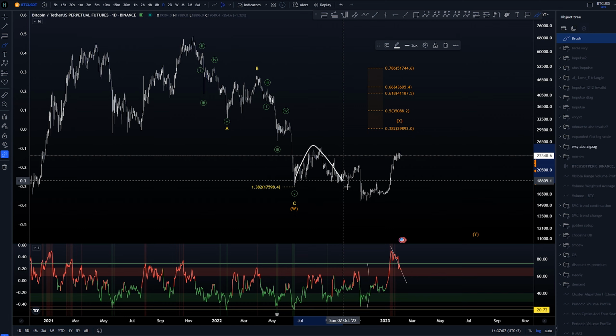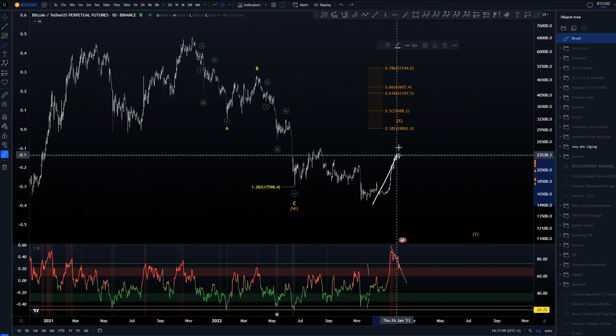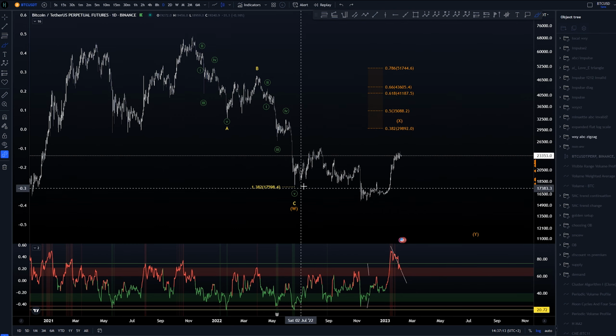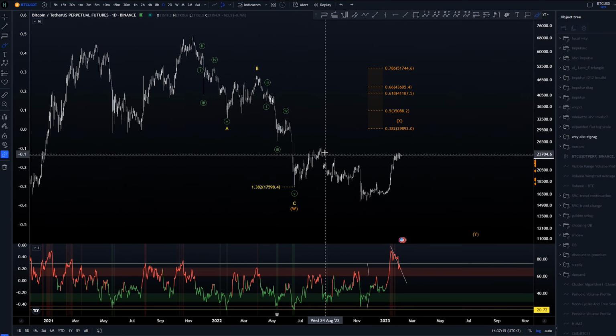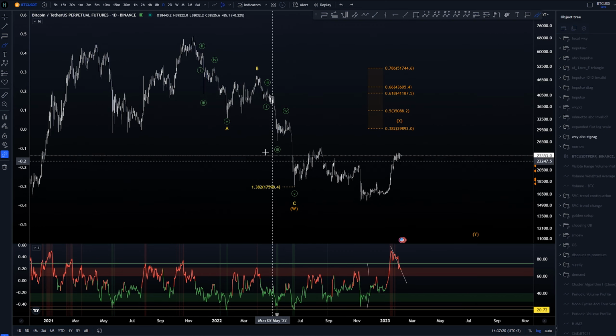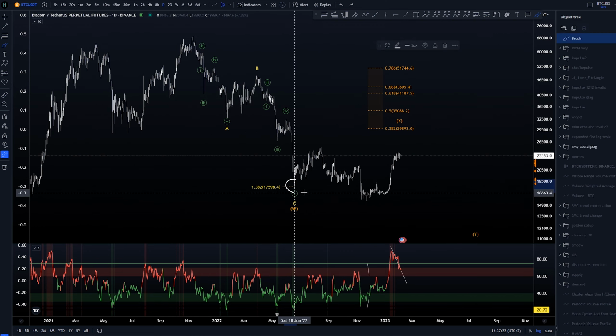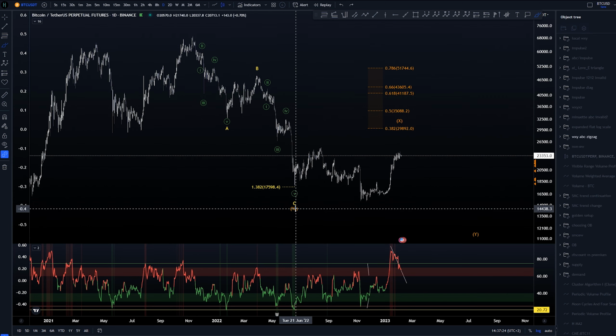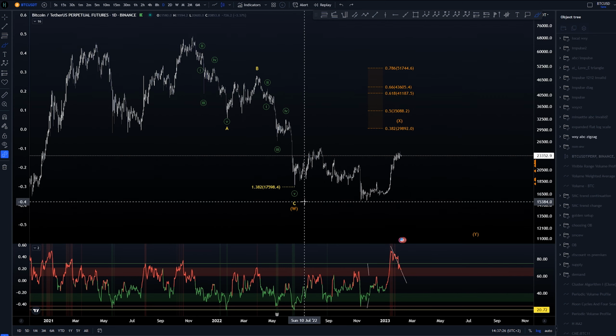Then we would be looking for another three-wave structure like that, where this structure would be the C wave of this expanded flat, and this has been the main and primary idea basically since the lows here and ever since we have been creating this structure. Again, why I don't prefer the 1, 2, 3 idea is just based on the extension that we had here on the C wave, or potential C wave, instead of third.